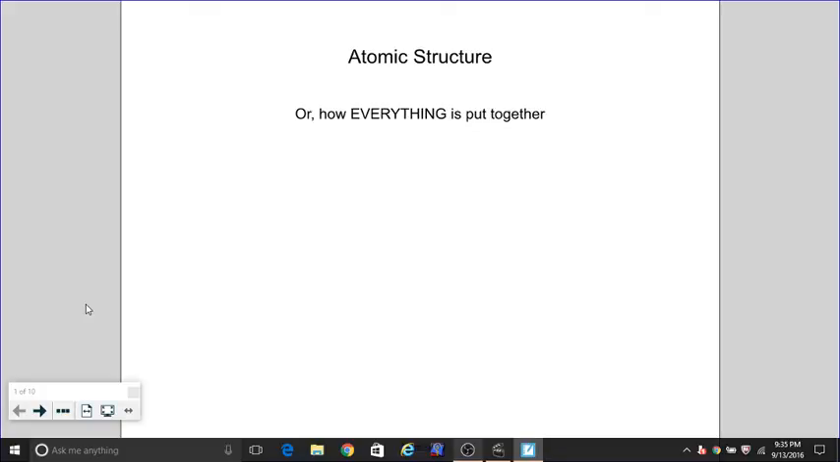Alright, welcome to our atomic structure notes. We are going to be covering information today on sections 4.2 and 4.3 of our textbook. Our goals today are to describe the basic structure of an atom, be able to read the periodic table, explain why isotopes are important, and model ionic and covalent bonds.